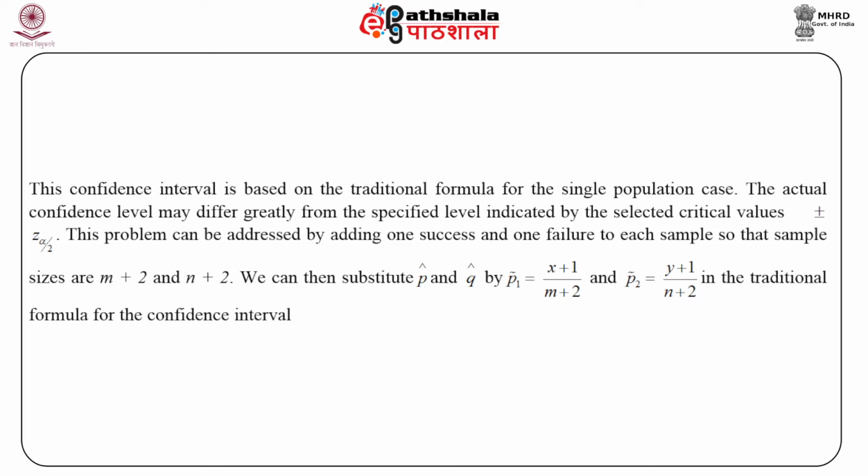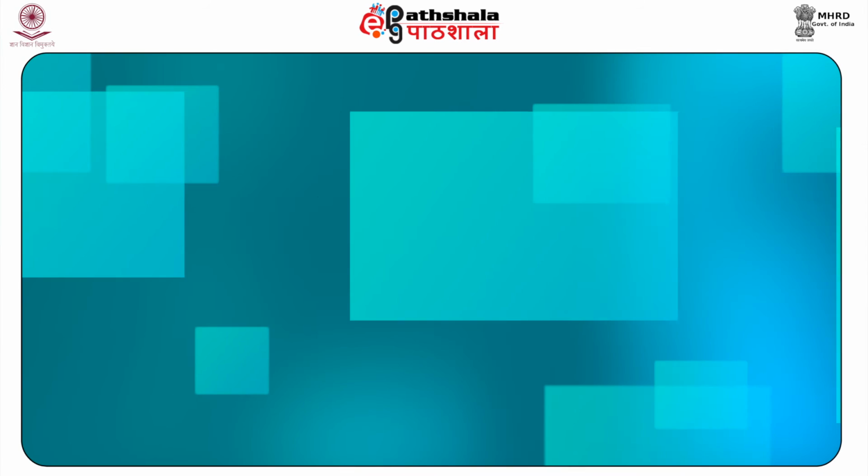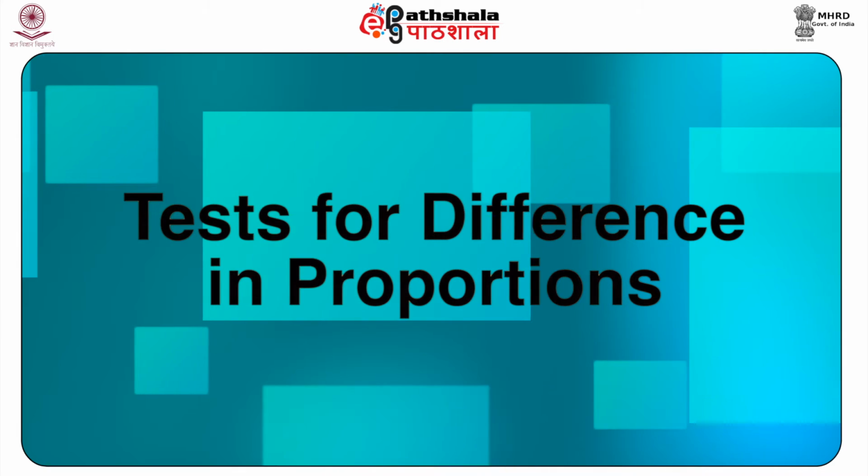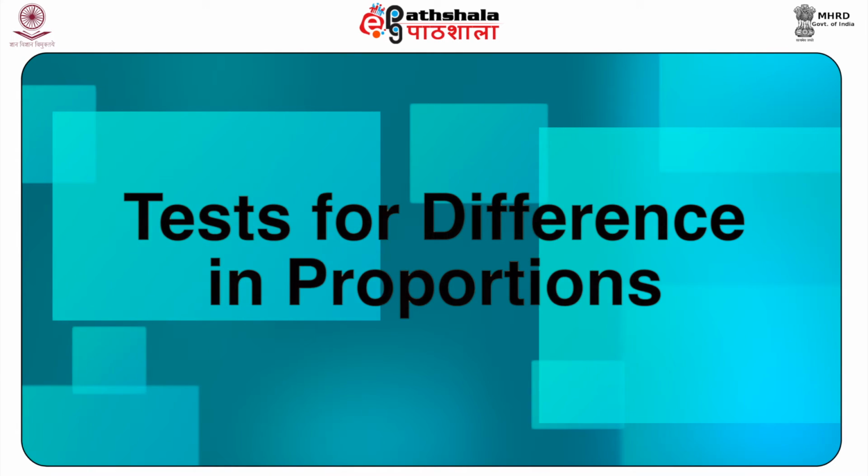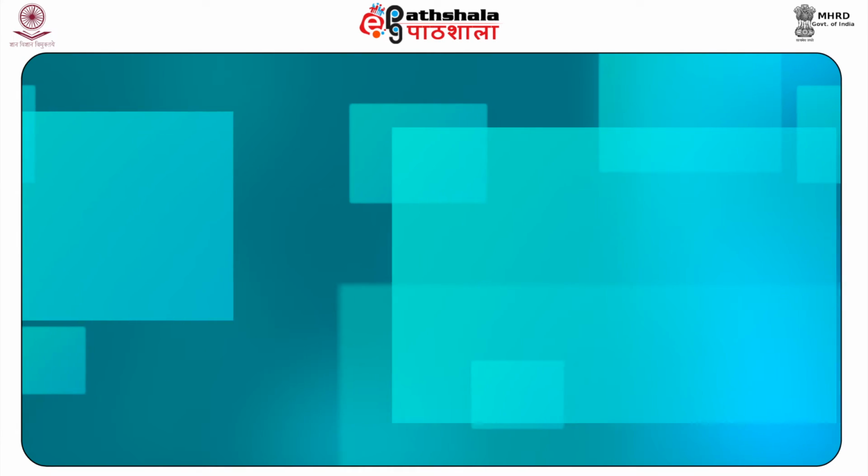We can then substitute P1 hat and Q1 hat by P1 tilde equal to x plus 1 by m plus 2 and P2 tilde is equal to y plus 1 upon n plus 2 in the traditional formula for the confidence interval. Let us now discuss the tests for difference in proportions.